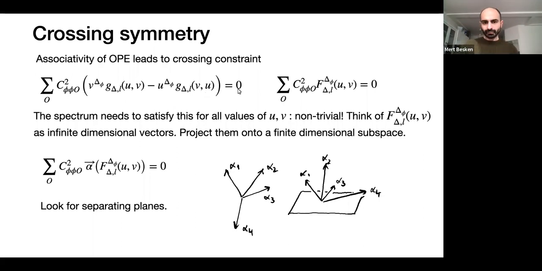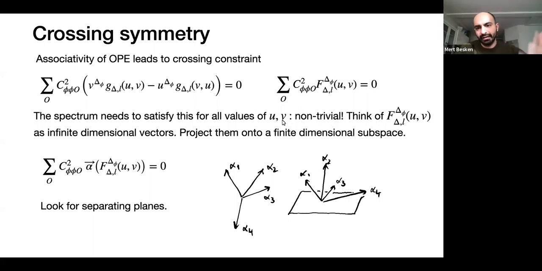So this now is a constraint on the spectrum of the OPE. So not everything goes. Your C's and dimensions of O's that are in your theory should be such that they satisfy this equation. And we just define this crossing function f here, which is just this difference, and I'm rewriting this equation like that. So the spectrum needs to satisfy this equation for all values of U and V. And this is highly non-trivial.